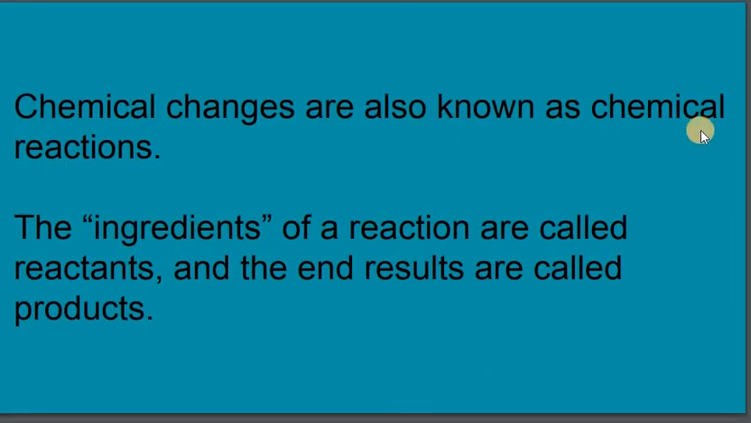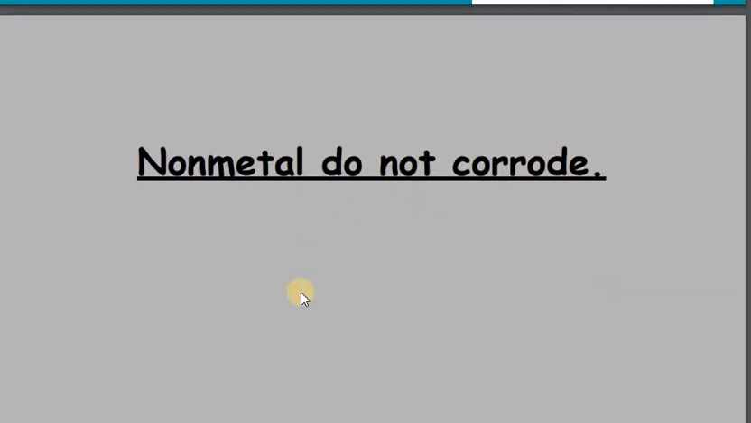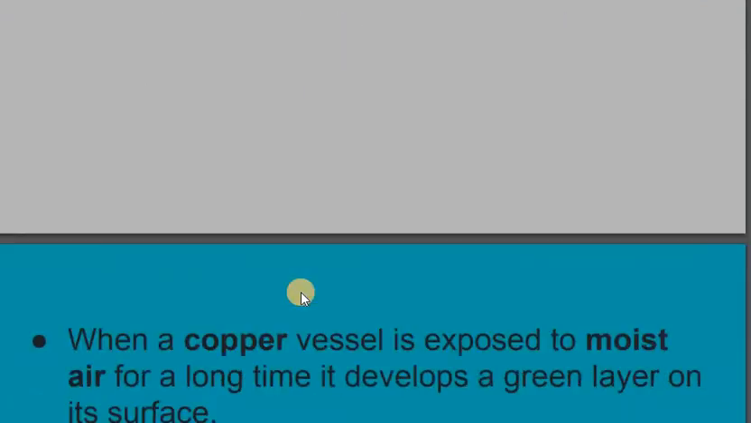So chemical changes are also known as chemical reactions. The ingredients of the reactions are called reactants, and the end results are called products. Corrosion is also an example of a chemical reaction. In this, the metal weakens and eventually is destroyed. Most metals corrode, but different metals corrode at different rates. Non-metals do not corrode.